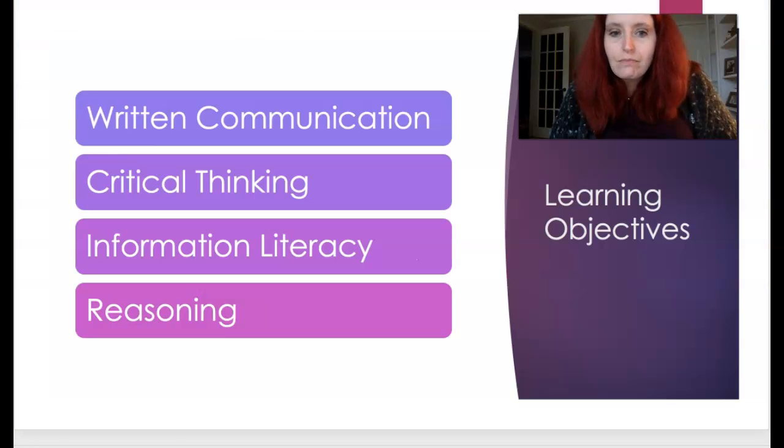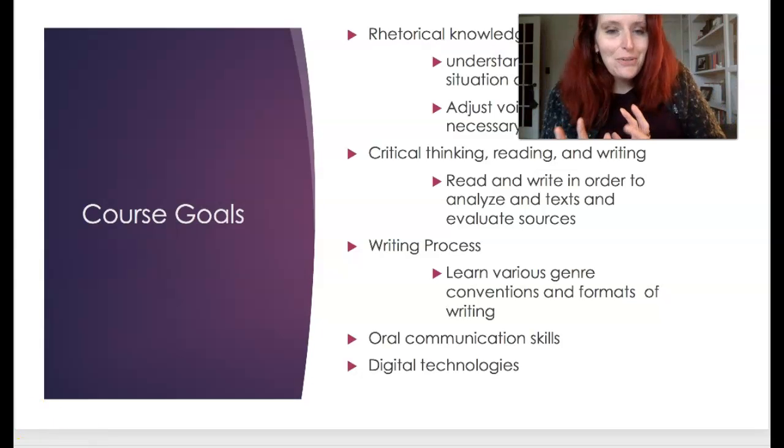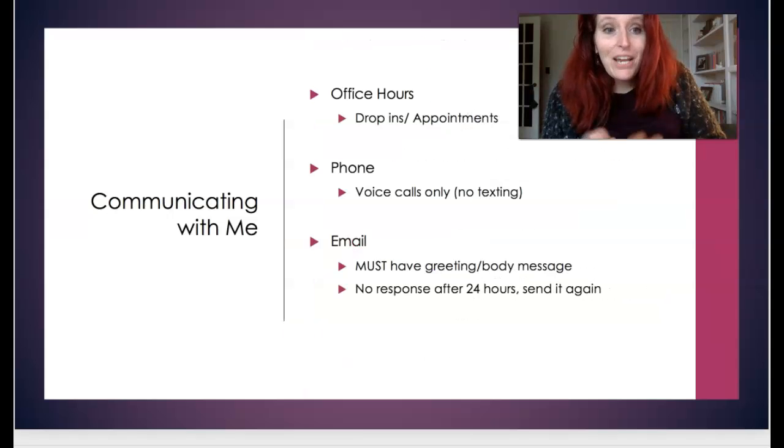Some of our learning objectives: we will focus on written communication, critical thinking, information literacy, research, and reasoning. Our course goals include understanding rhetorical knowledge and understanding the rhetorical situation of text we read, adjusting voice and tone, critical thinking, reading and writing. You will read and write in order to analyze texts and evaluate sources, the writing process, various genre conventions and formats of writing, oral communication skills, and digital technologies. That's a mouthful, huh?